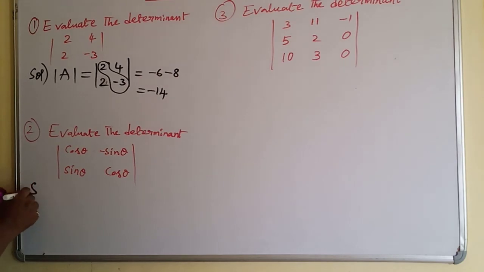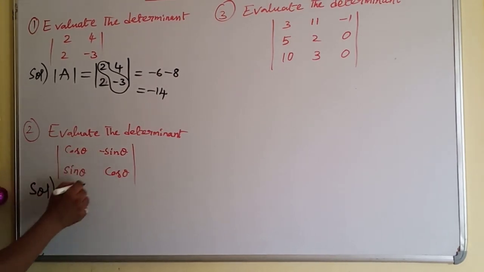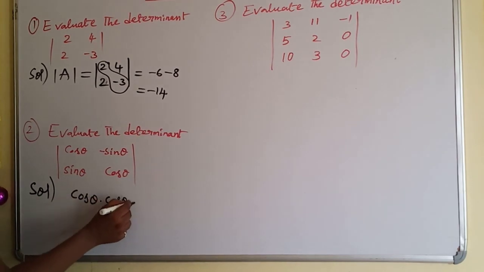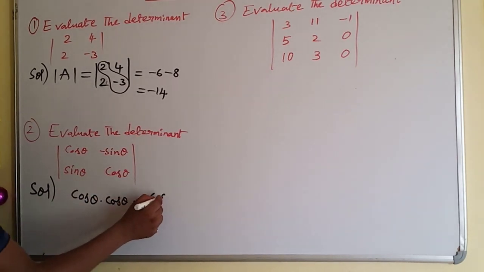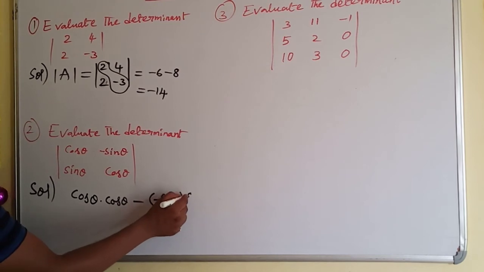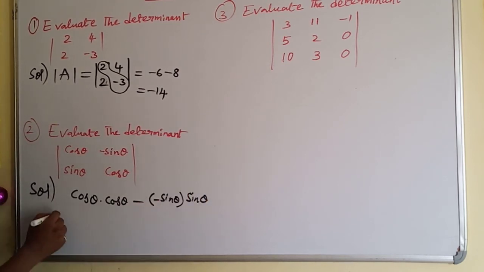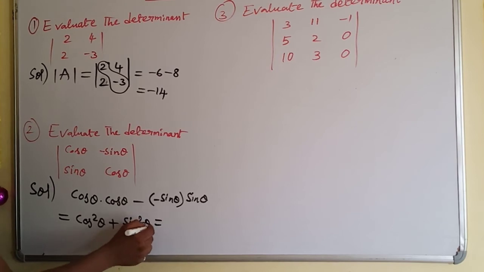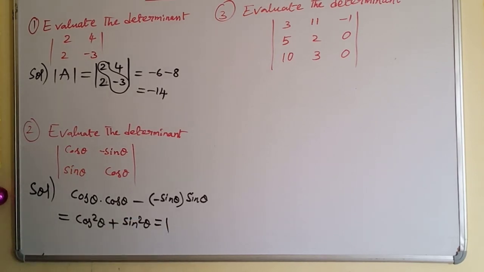Second one, I don't want to write it directly, I'll write the answer. Cos theta into cos theta minus minus sin theta into sin theta. Now, cos theta into cos theta is cos squared theta. Minus into minus is plus sin squared theta. You already know cos squared theta plus sin squared theta is nothing but 1.